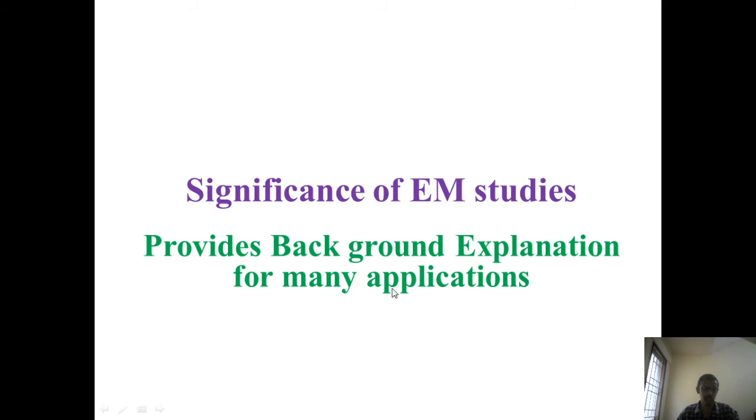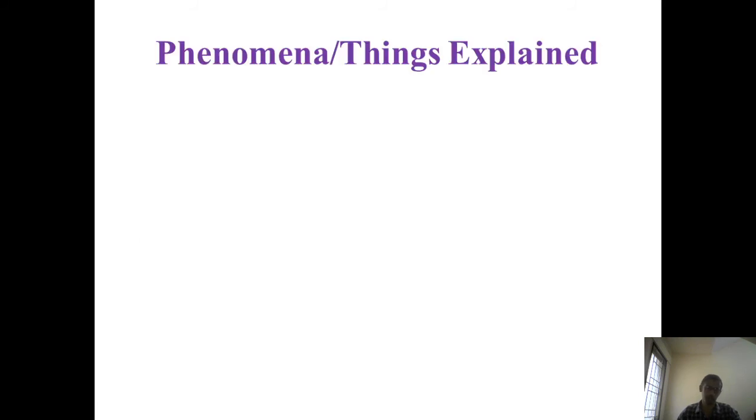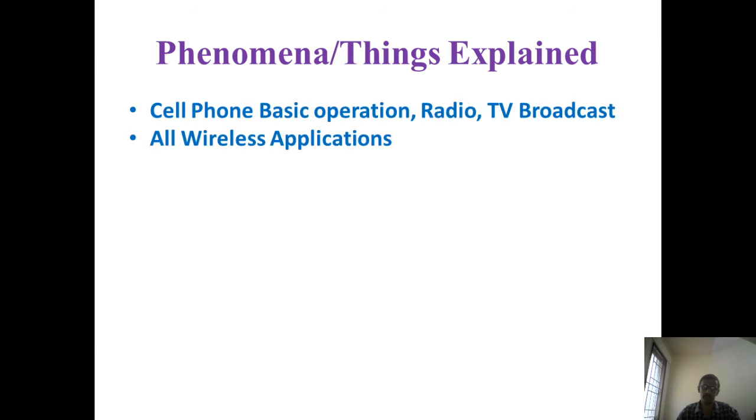This is to be understood by the student. There are no front-end effects of EM. EM is at the background. So, what are the phenomena or things that are explained? Let us start like this. Cell phones, basic operation, radio, TV broadcast, all wireless applications. On the front end, you may have a basic cell phone, but how does it operate? Electromagnetic field. You don't have anything, you have to enter into that domain.